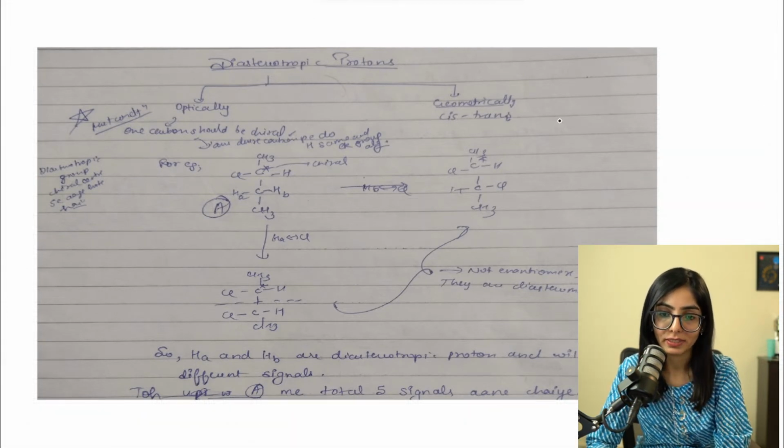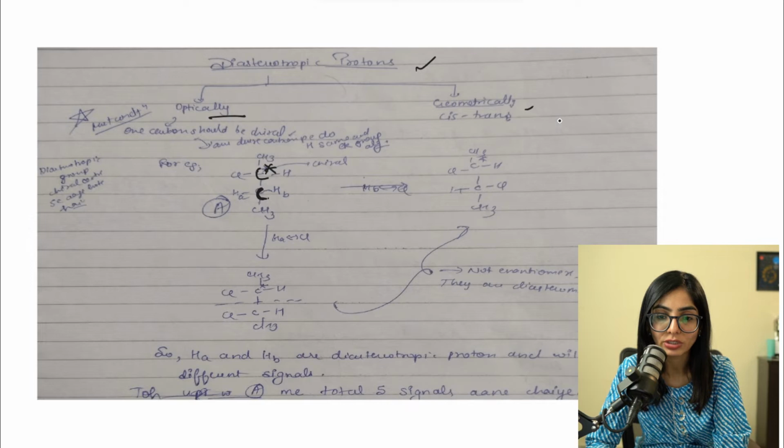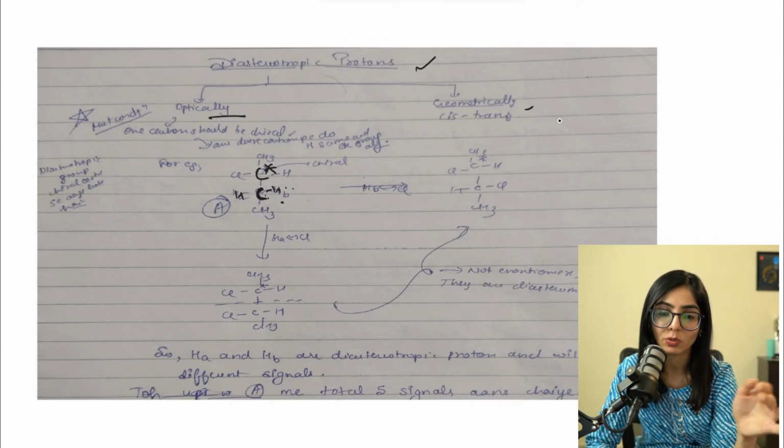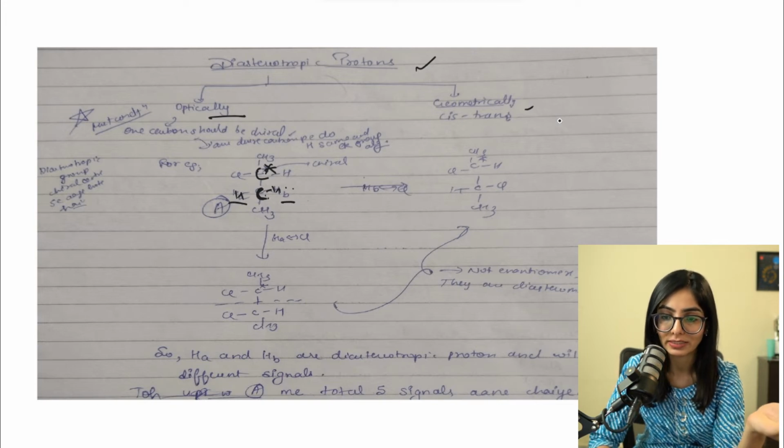So yeah, again, pay attention over here. This is diastereotopic protons again. It is categorized in two categories: one is optically and the other geometrically. Optically, there is one condition which should be satisfied, and that is that one should be a chiral carbon and the next carbon having hydrogens like this, they will be having different signals. Always remember this, guys. In this condition, if you replace both these hydrogens, diastereomers will form.